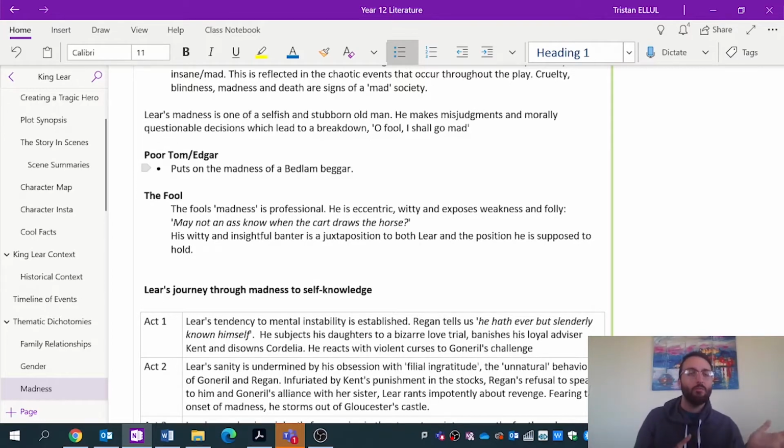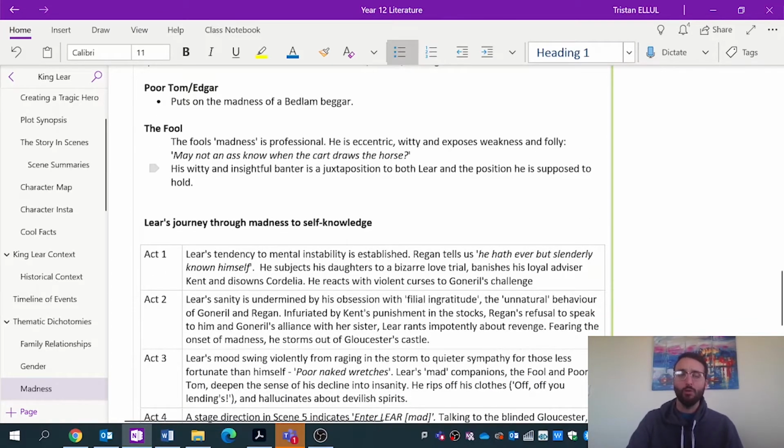But poor Tom, very obviously, is acting a part here and puts on the madness of a Bedlam beggar. He uses that madness as a disguise, as a cloak, so people don't notice him, and he can situate himself into society and into situations, but be seen as an outsider.